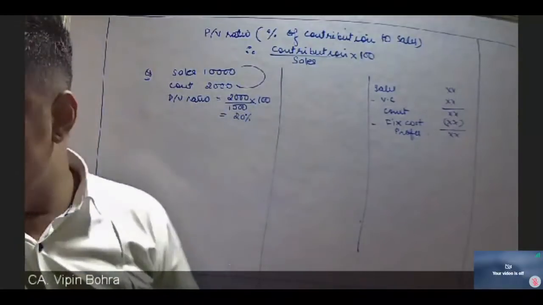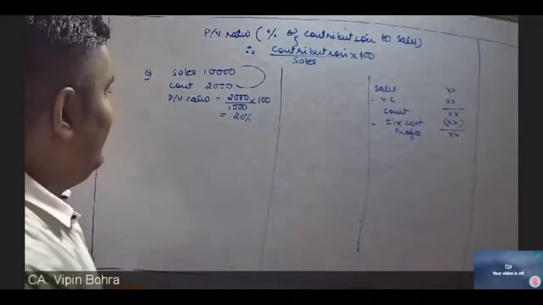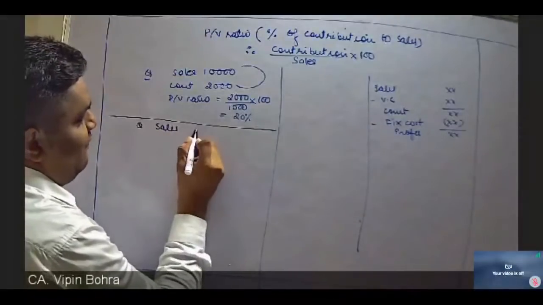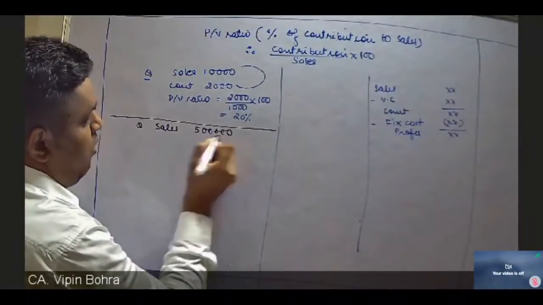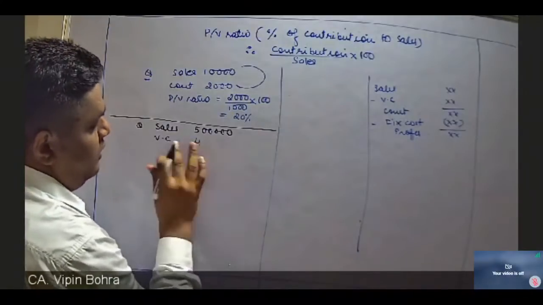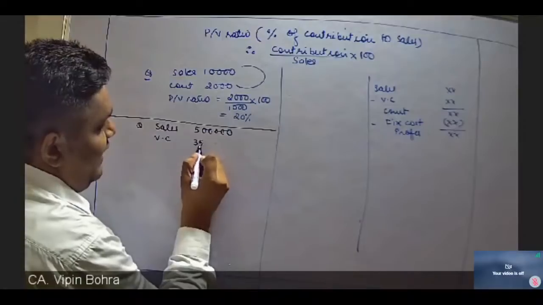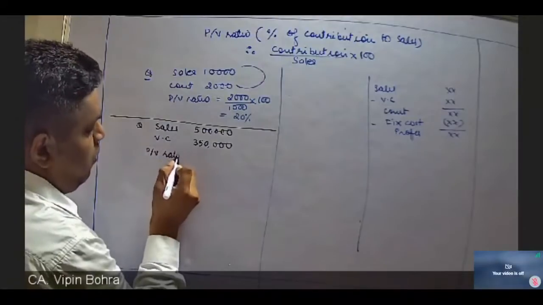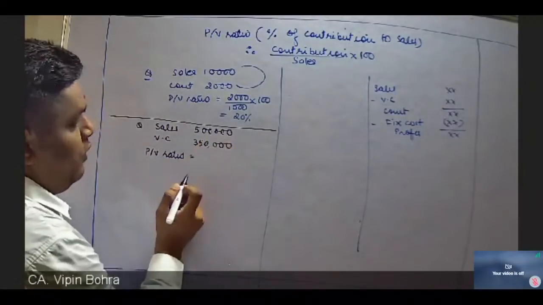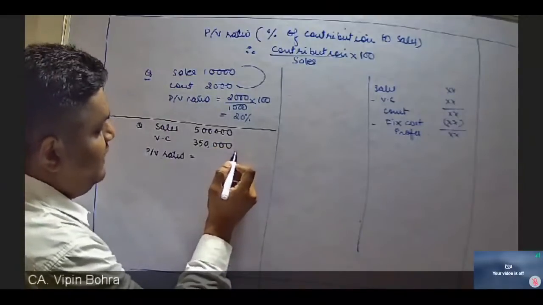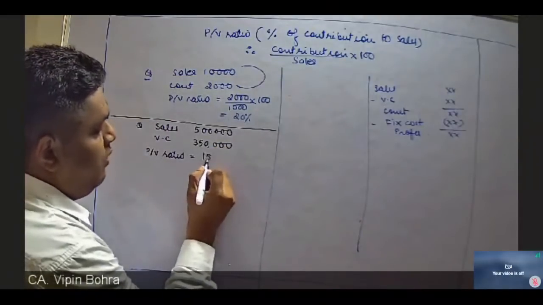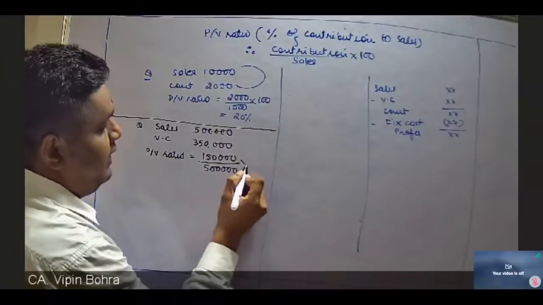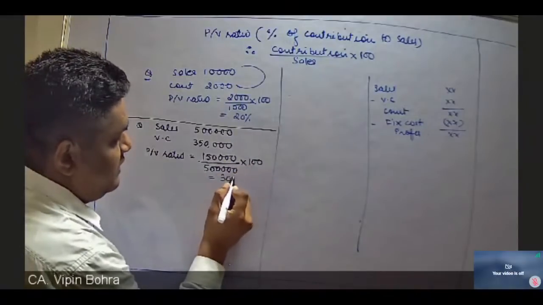Let's take another example. Suppose my sales is 5 lakh. My variable cost is 3,50,000. What is my PV ratio? Now I have got my sales 5 lakh. My variable cost is 3,50,000. So what will be my contribution? 1,50,000 is my contribution, divided by my sales, that is 5 lakh, into 100, so 30%.